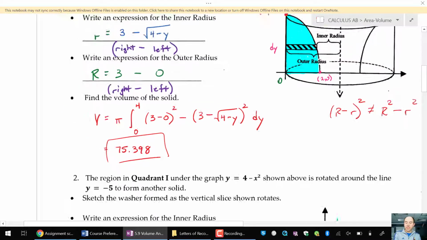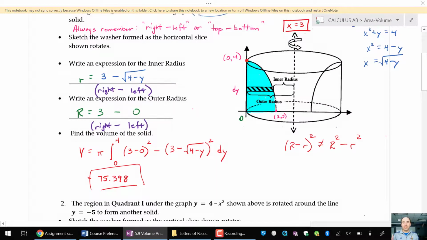Okay, so again, just disk washer. This was a washer example, but the only difference is that the axis is not the x-axis or the y-axis as far as the rotation is concerned. Let's look at another example.